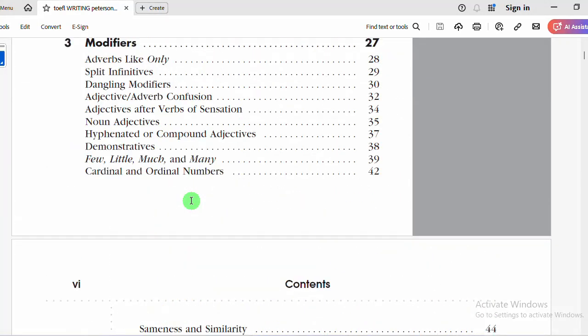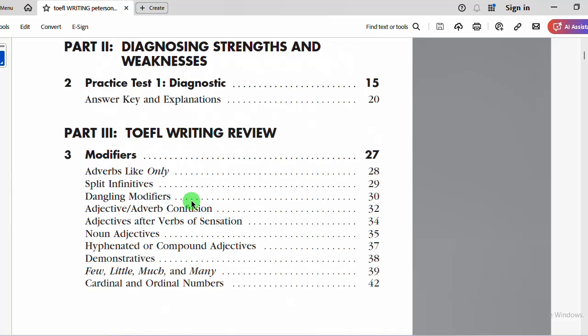Let's get back to part 3, choose a lesson and see how it is explained in this book. I'm going to choose split infinitives because I believe many or most of you haven't heard about it, or you may make such a mistake without noticing that. So let's see split infinitives together.